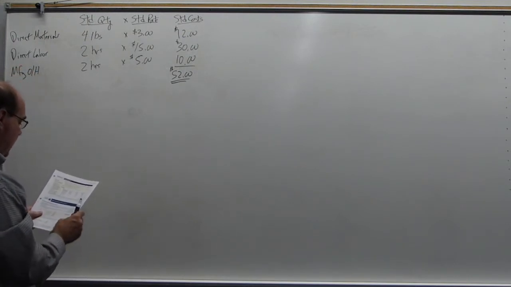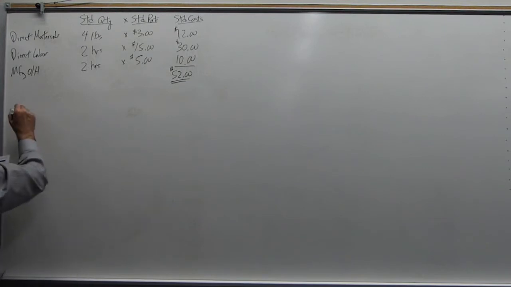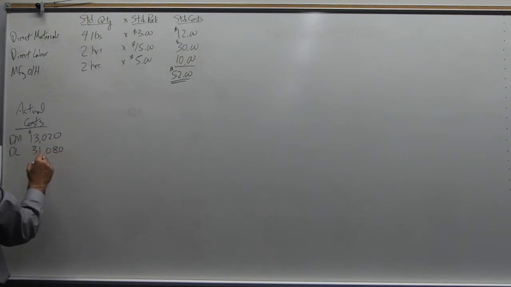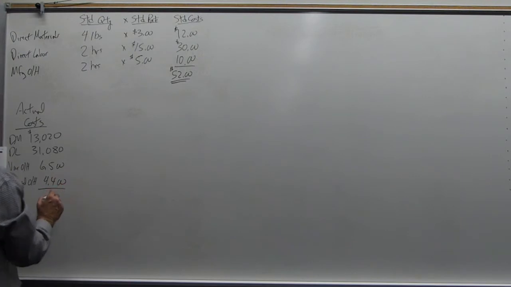So what happens here is we have a situation where we have an actual job we worked on. Our actual cost that we spent on this job: for direct materials, $13,020. For direct labor, $31,080. On variable overhead, they split our overhead out, $6,500. And on the fixed overhead, $4,400. If you add that all up, that became $55,000. That's what we really spent.